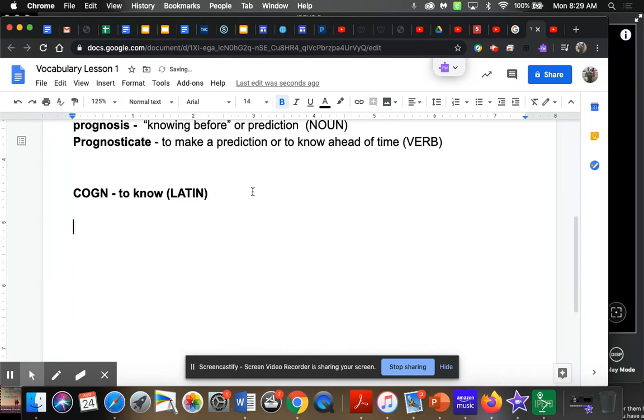And then these words are cognition, cognizant, incognito, and recognizance.